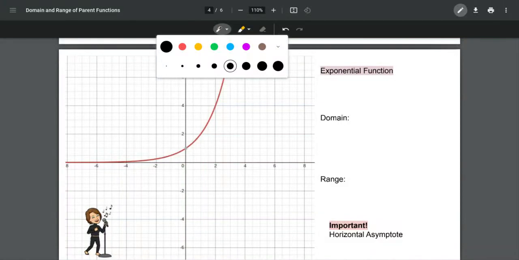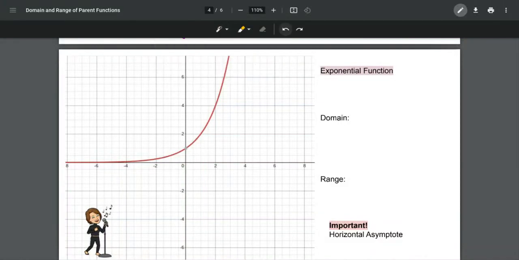Let me tell you why. Let me select black again. Here we go. It was already selected. So it goes into infinity just like the other two. It's not restricted, it is continuous. So now what's going on? This is the most important thing about the exponential functions, the horizontal asymptote.